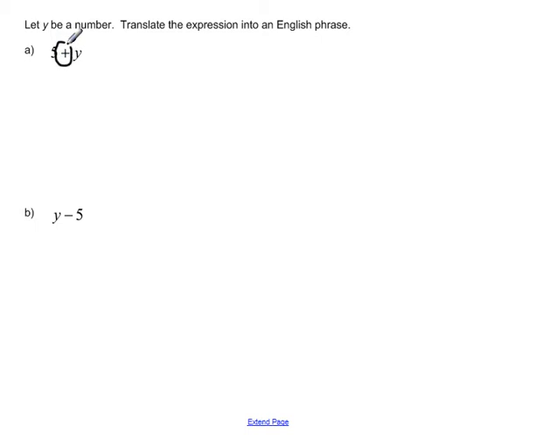So we have addition that's going on here. And so we could certainly just say, if I were to just look at this, I would probably say 5 plus y. So that would certainly be one way to translate that into English. I could say that this is 5 plus y. And that would be a totally fine way to say it. But how else might we be able to say that?